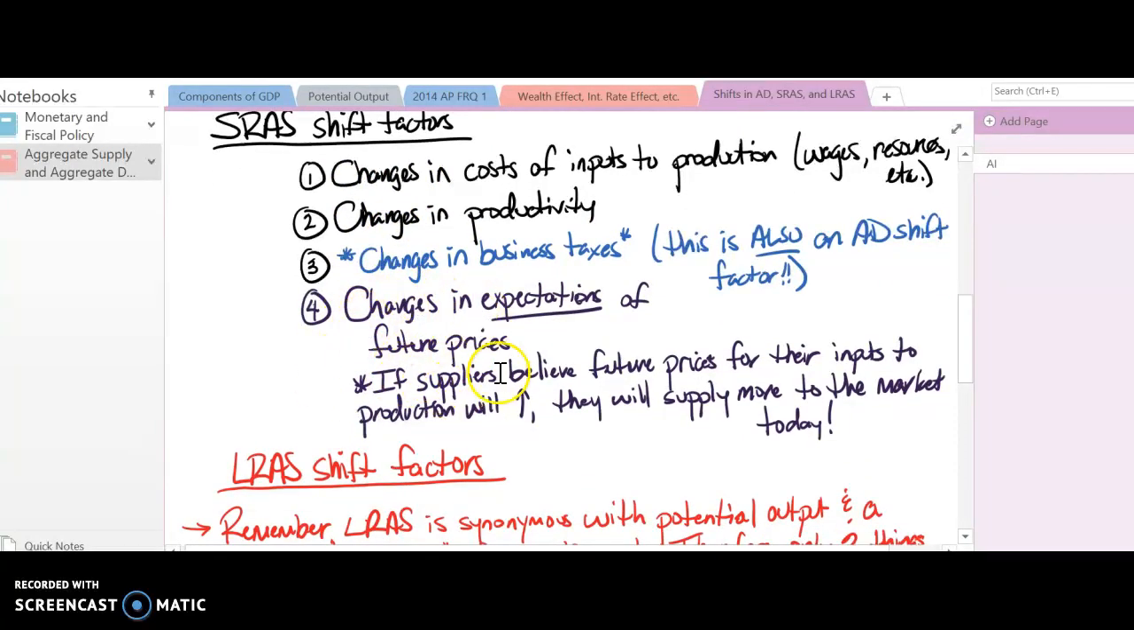And then this one shows up every now and then. This one's a little bit, I don't know if I'd say trickier, but you have to put a little bit more thought into it. Changes in expectations of future prices. So here's an example of that.